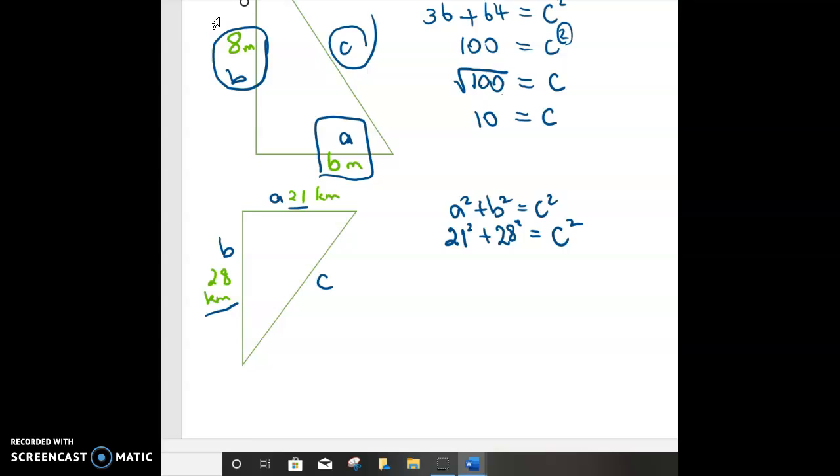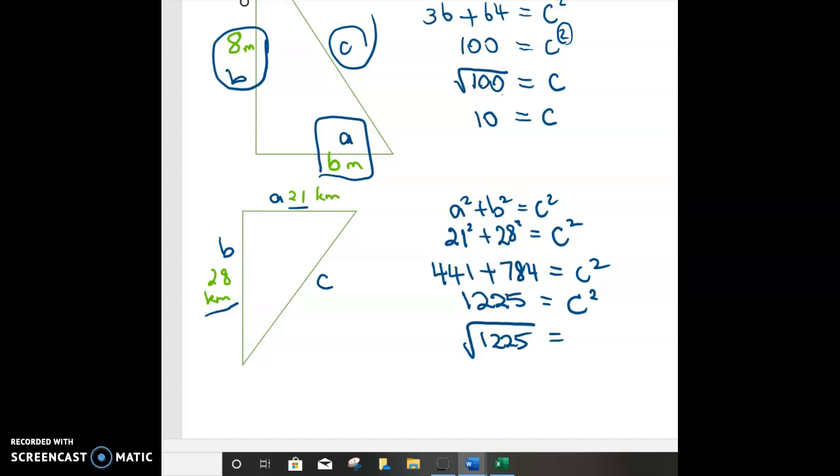Now, I don't know that off the top of my head, so I'm going to pause it, find those, and put them in. Okay, so I used Excel actually, and I've got 441 plus 784 equals C squared, and 441 plus 784 is 1225, and that is something squared. I've also used Excel to find the square root of that, because I don't know that. And the square root of that is 35. So C is 35 kilometres.